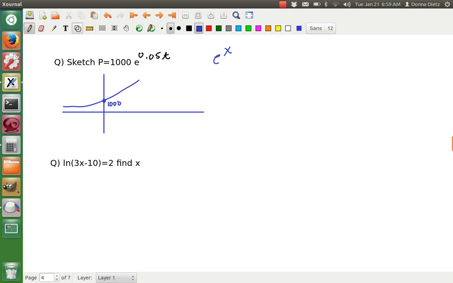If it's not a financial question, we include the whole graph. If it's a financial question, we start at t equals 0. Okay? I should probably put in another point. So I'm just going to put in, let's say, t is equal to 10. This kind of looks like it could be financial. So let's try 1000 times e to the 0.5.